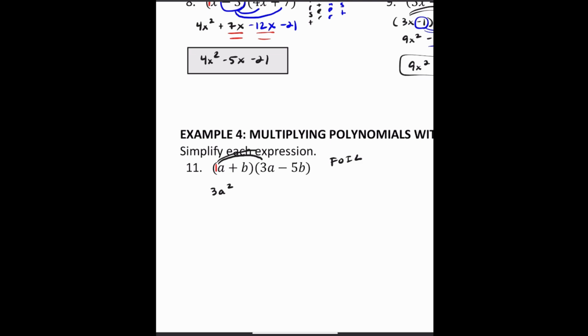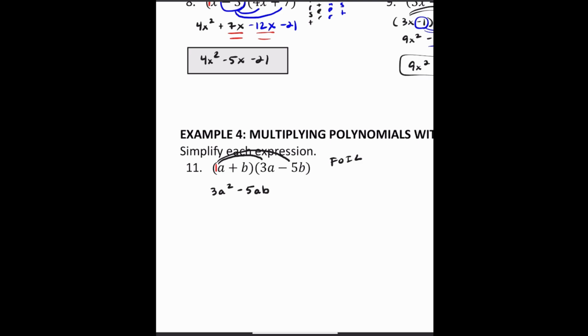Next, we have 1a times negative 5b. This is a little weird, but first of all, 1 times negative 5 is negative 5. And since this term has an a and this term has a b, what do we do with them if they're not the same? Well, if you're multiplying the a and the b, it's okay to write ab. So 1a times negative 5b is negative 5 times a times b.